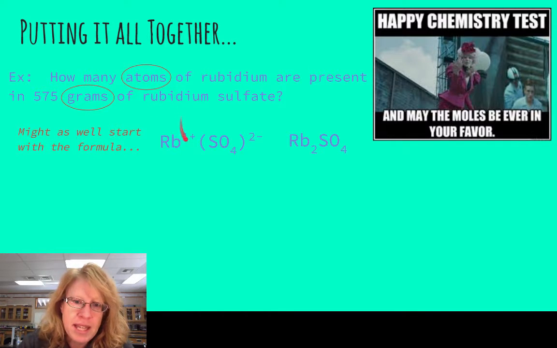Rb2SO4. Again, you got to take the coefficients, the charges, and cross them down to become subscript numbers. So that's why we did that crossing down piece. Rb2SO4 is rubidium sulfate. So now we can do our molar mass step.